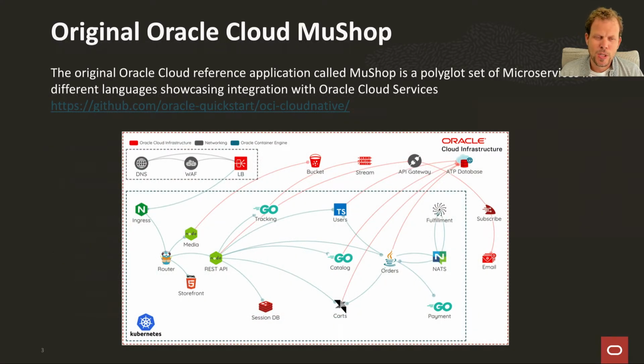So let's talk about the original Oracle Cloud MuShop application then. The original Oracle Cloud MuShop application is a reference application that is built in a variety of different languages in order to showcase using Oracle Cloud services. So it's intentionally a polyglot application where you have different backend microservices written in Go, written in TypeScript, written in Java, composed into a set of microservices and running on Kubernetes on Oracle Cloud infrastructure.